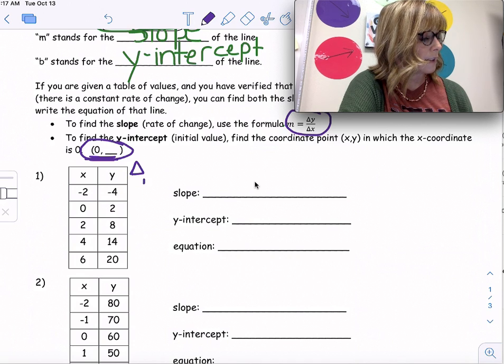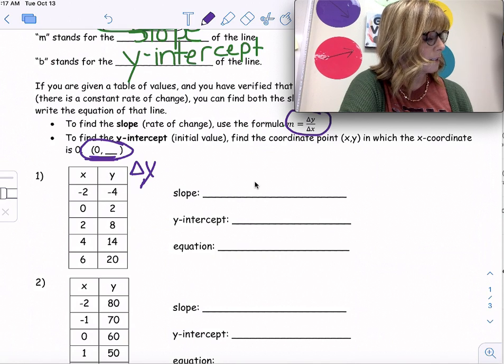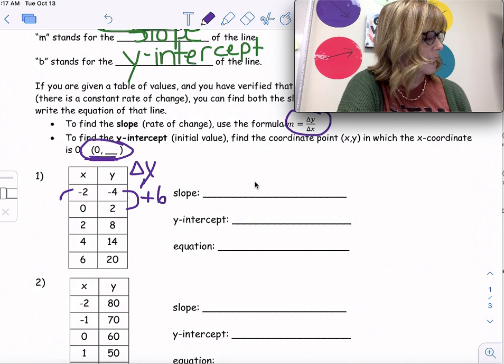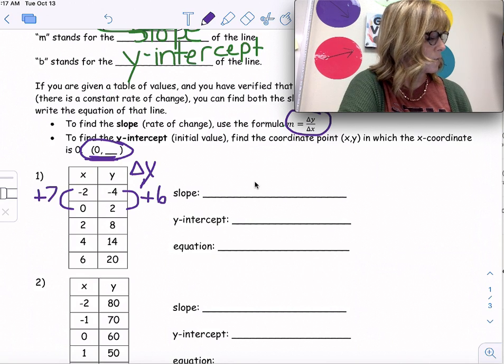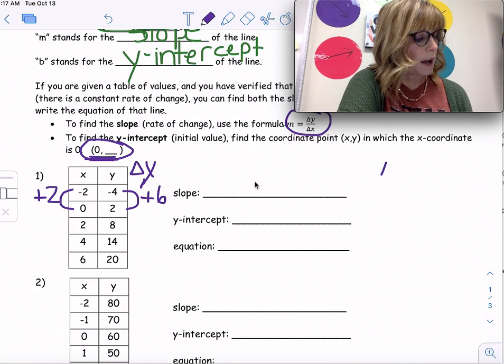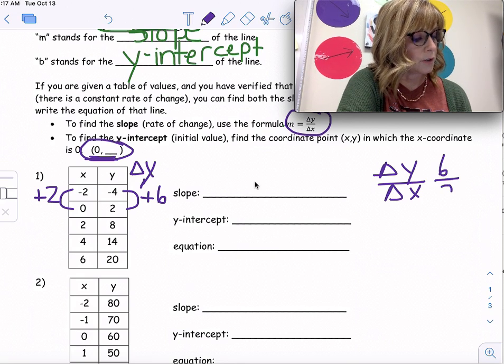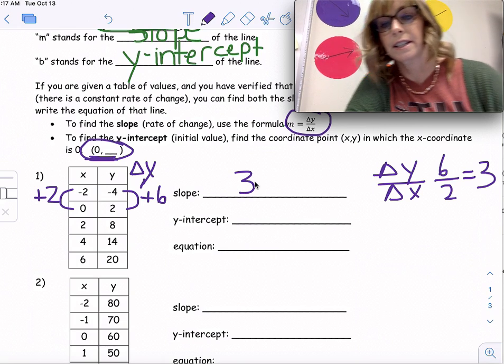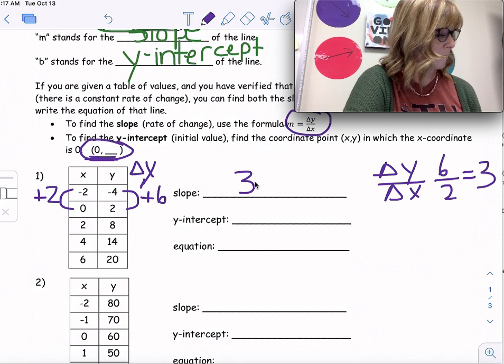So looking at the first example, I'm going to find the slope first. So I'm going to look at the change in y. This is increasing by 6. Negative 4 to 2 is plus 6. And negative 2 to 0 is plus 2. So the change in y over the change in x is 6 over 2, which simplifies to 3. So I know that my slope is just going to be 3.